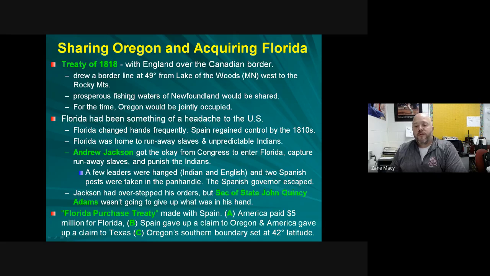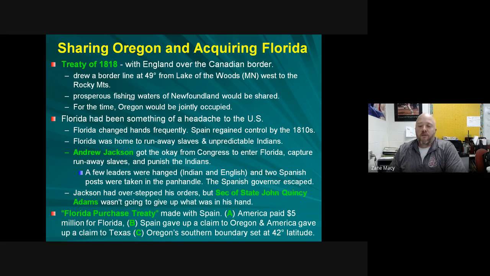Fishing waters of Newfoundland would be shared between the British and the Americans. For the time, Oregon would jointly be occupied, but like I said, that would be decided a little later on. Florida had been a problem for the United States since our country's formation. Florida changed hands frequently, going back and forth between the British and the Spanish. The Spanish regained control of Florida in the 1810s, or the 18 teens.